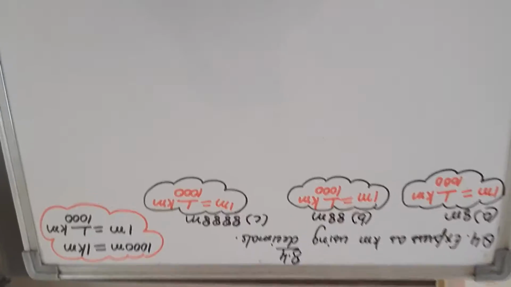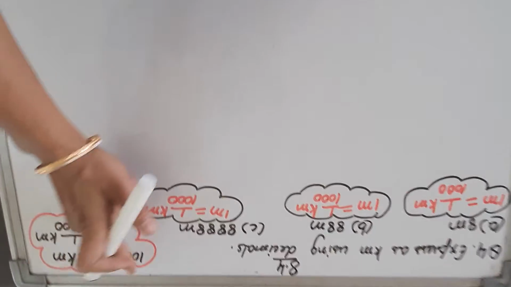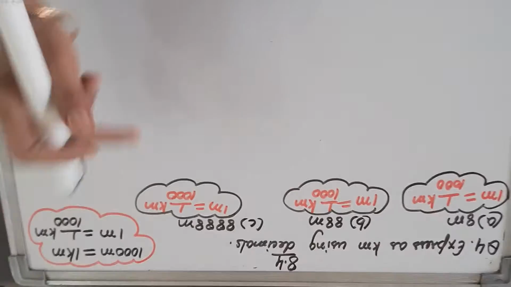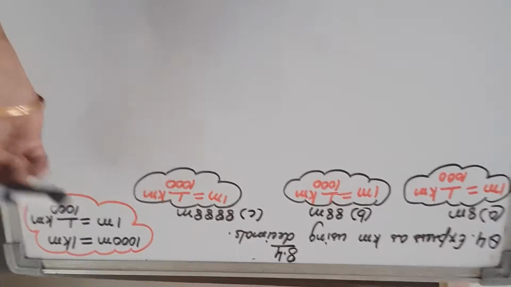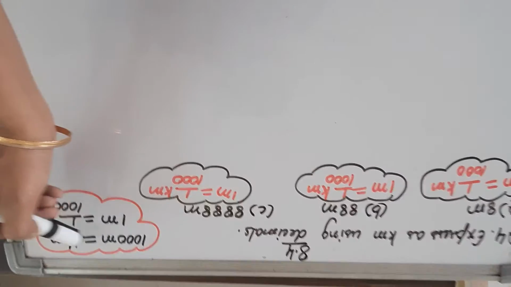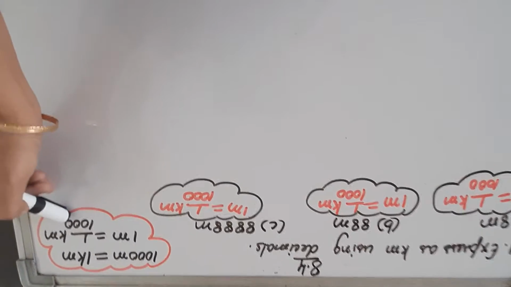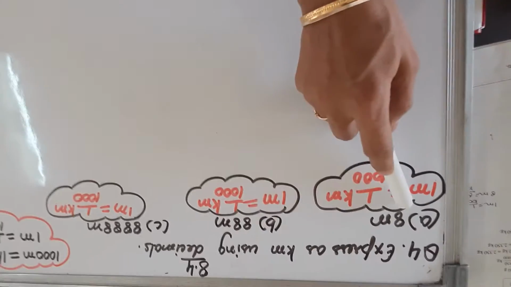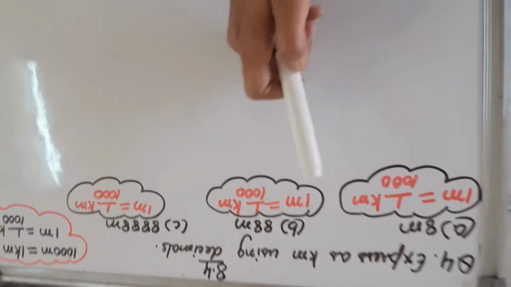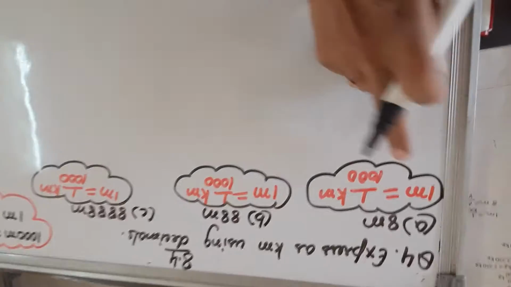Now once again, my dear students, before starting the question, write down this cloud in your notebook, which represents 1 kilometer is equal to 1000 meters, or we can say 1000 meters is equal to 1 kilometer. So 1 meter goes in the denominator, that is 1 by 1000 kilometer. So now the first part is 8 meters. Now we will convert. So write down the relation.